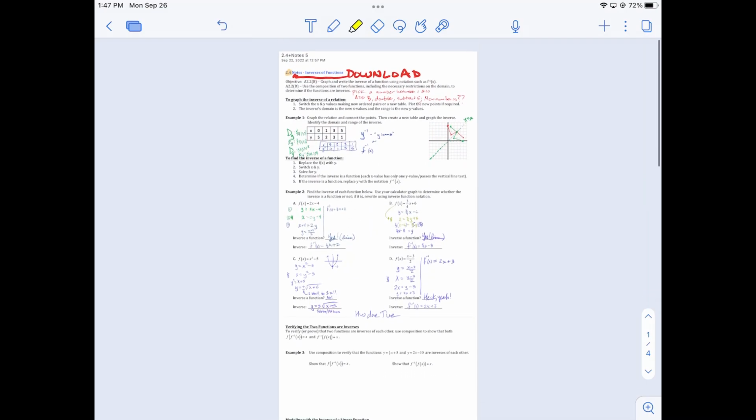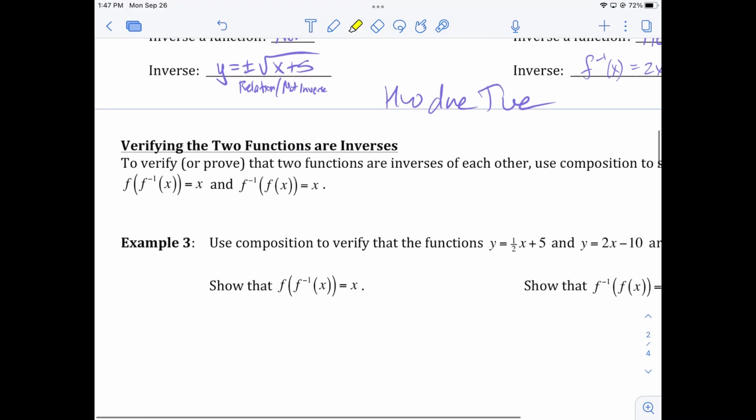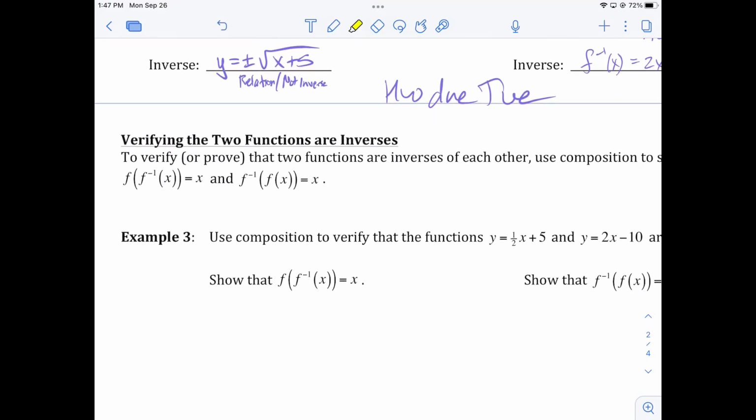All right, so we left off over here, verifying two functions are inverses. Okay, so remember, what does an inverse do to its original function? What's the purpose of an inverse? The word I'm looking for rhymes with fun does. Undoes. Thank you. It undoes the work of the other function, right?